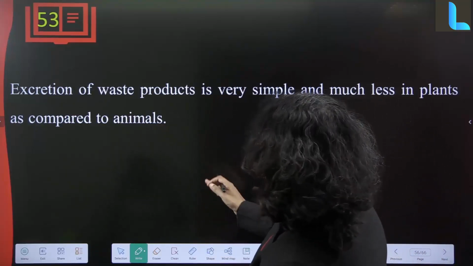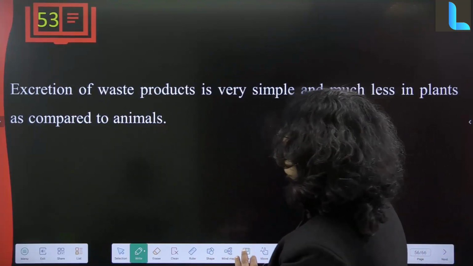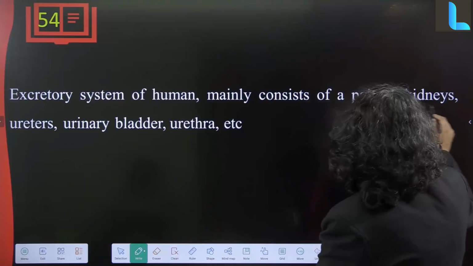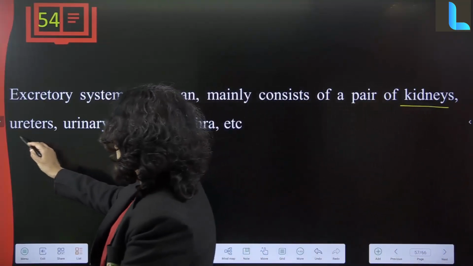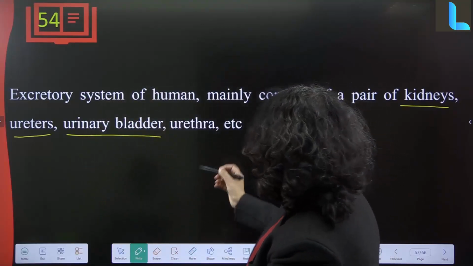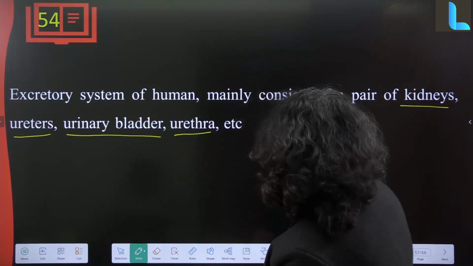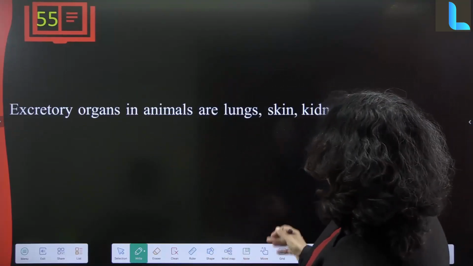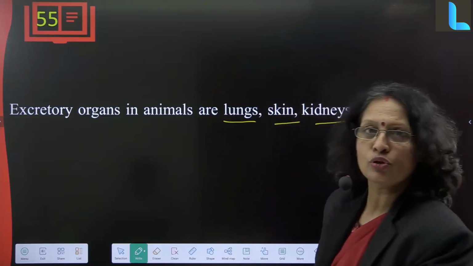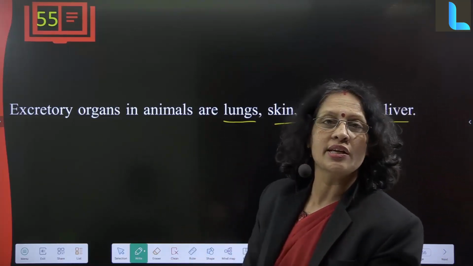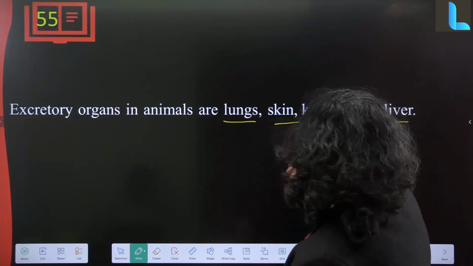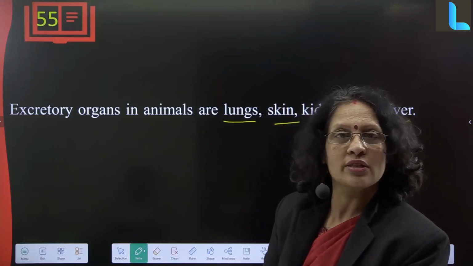Excretion of waste products is very simple and much less in plants as compared to animals. The excretory system of humans mainly consists of kidneys, which are very important, then ureters, then the urinary bladder, where the urine will be stored and then thrown out, and then the urethra. Excretory organs in animals can be lungs, skin, kidneys and liver. From the lungs we excrete carbon dioxide, which is not required by the body: inhaling oxygen but exhaling carbon dioxide. By skin, sweating; sweat is also an excretory product.